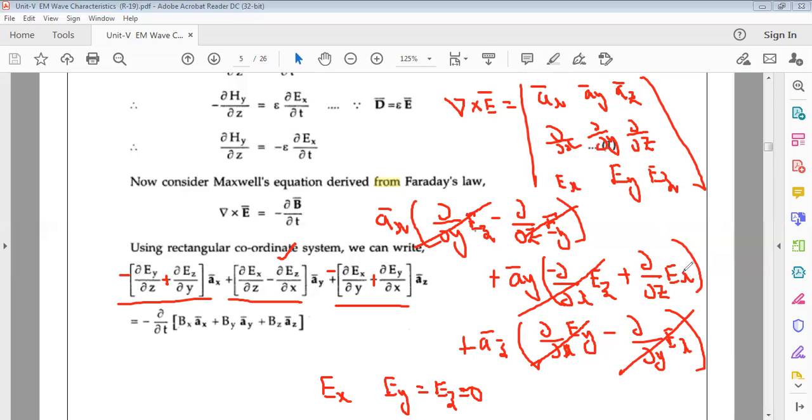Dou by dou z of Ex. In the left hand side, it remains dou by dou z of Ex into ay bar. Okay, my dear students, ay bar. So now you can compare here ay bar only. Understood? Here it is a plus or minus; if it is wrong also, all the other terms get cancelled. Only we have the dou Ex by dou z term.